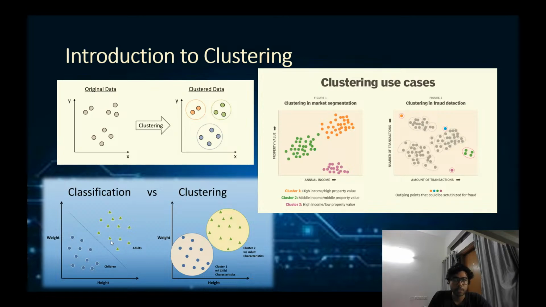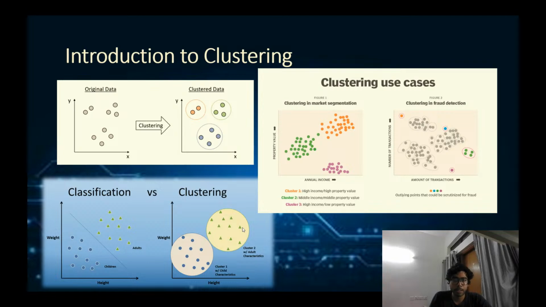The main difference is that clustering is an unsupervised learning algorithm, whereas classification is a supervised learning algorithm. By supervised learning, I mean that the tags, like the target variable, are already given. So you would know in advance that these are adult data points and these are children data points, and then you put a line to separate them. But in clustering, you would just get data. Nobody would tell you that these are adults or these are children, and so on.